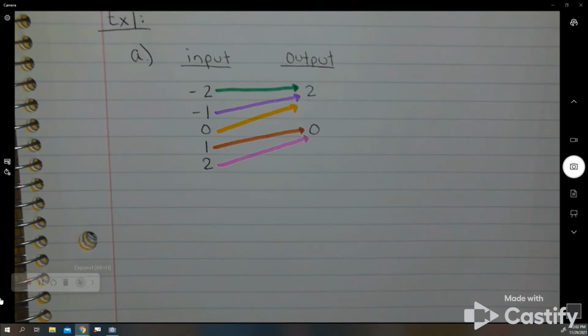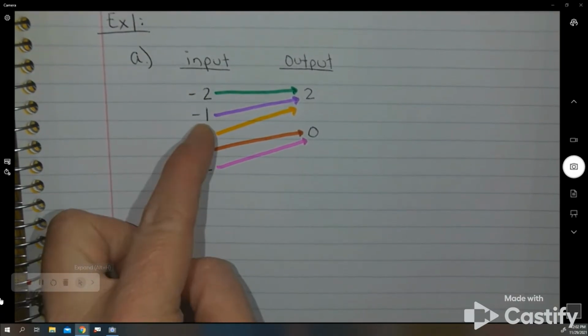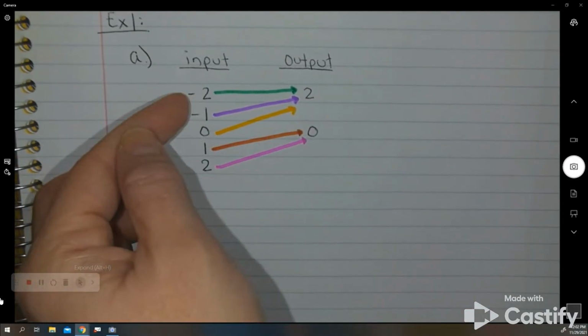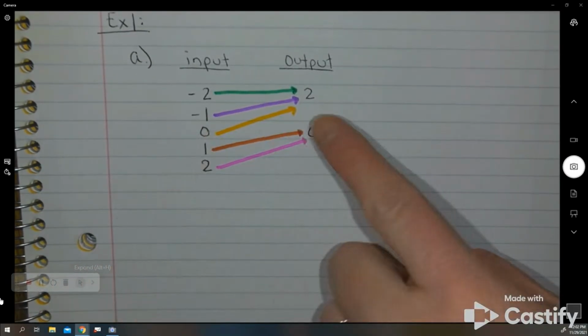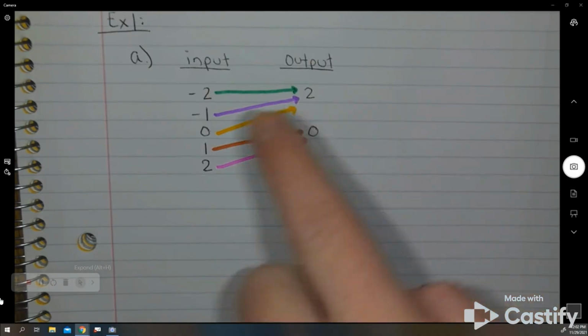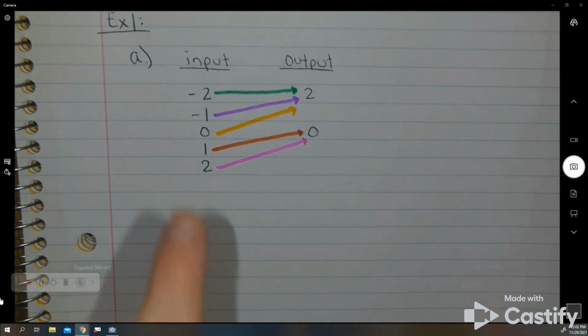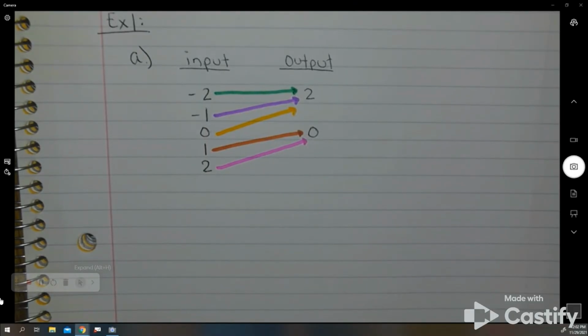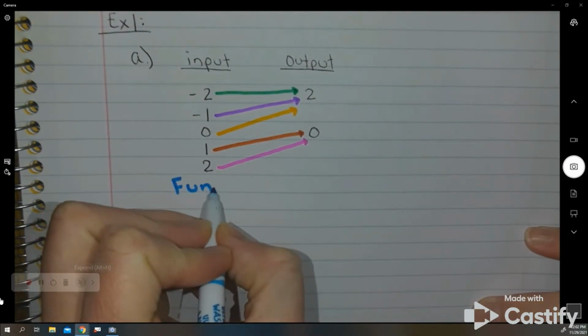So as I look at this, each one of my inputs, notice how it only has one line coming off from it. So each input matches up with an output. I don't have -2 going to 2 and 0. Yes, I have multiple inputs going to the same output. Totally fine. But each input has to have exactly one output. So it can only match up with one thing in this column. And each one of these does only have one line coming off from it. So because of that, we will say that this relation is a function.